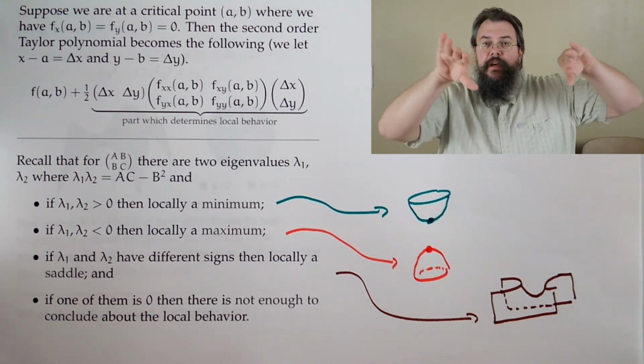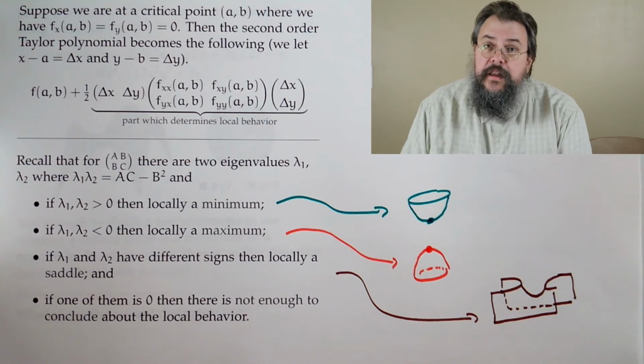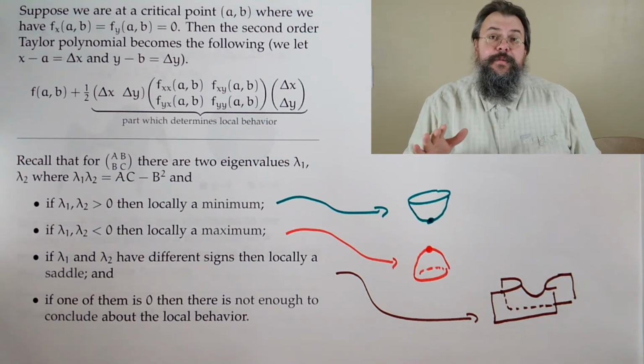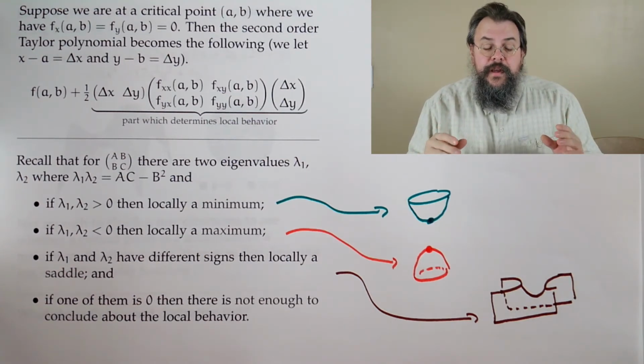So min in one way, max in another way. And therefore we say, look, it's a saddle. A saddle means it's definitively not a local max or a local min.